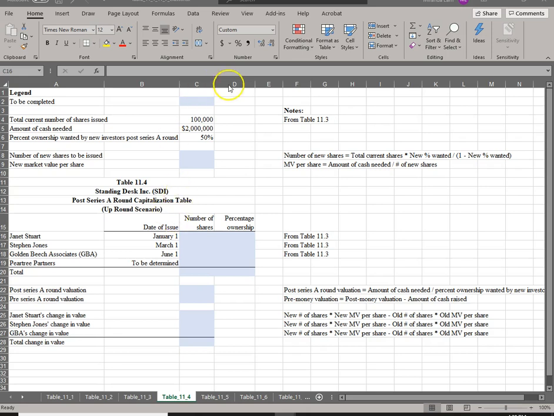So in this case, again, similar, we assume that they went with the scenario where they were able to negotiate the number of shares out to 100,000 shares. In this new round of financing, they need $2 million, and the external partner they're looking for is Pear Tree Partners. And in this first scenario, where this is an up round, Pear Tree is willing to invest $2 million in exchange for 50% ownership.